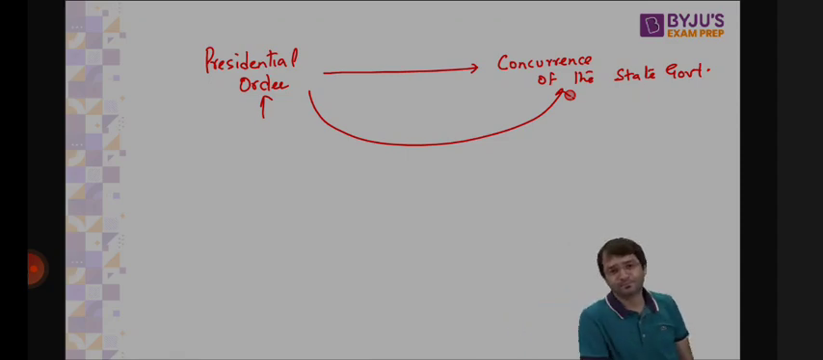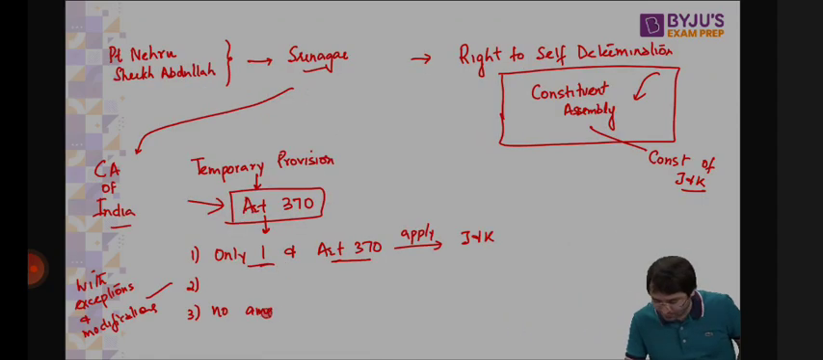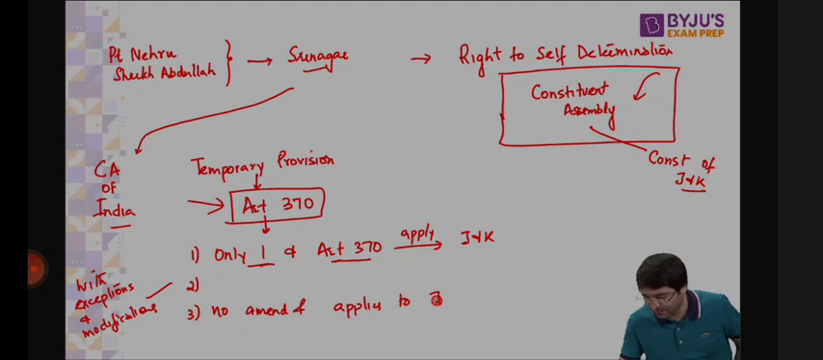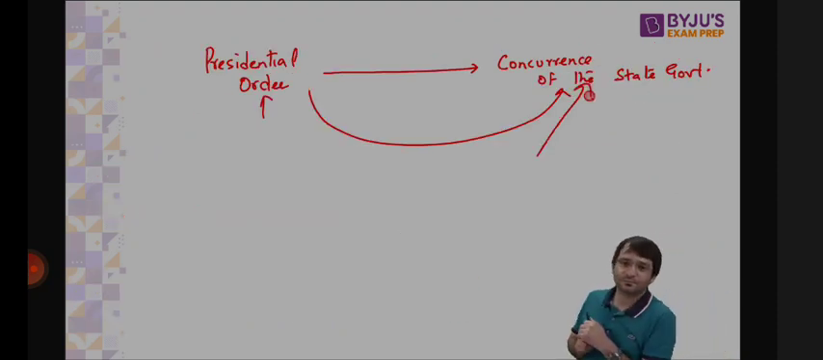No amendment to the Indian Constitution applies to J&K without the concurrence of the state government. What if tomorrow they decide to amend it and say, no, the entire constitution is applicable to Jammu and Kashmir? This amendment to the Indian Constitution will not apply to Jammu and Kashmir without the concurrence of the state government.